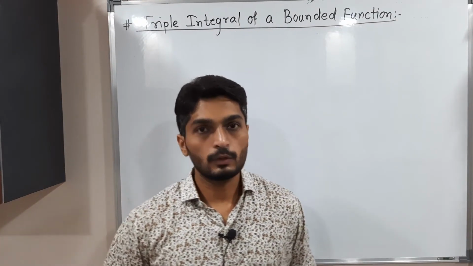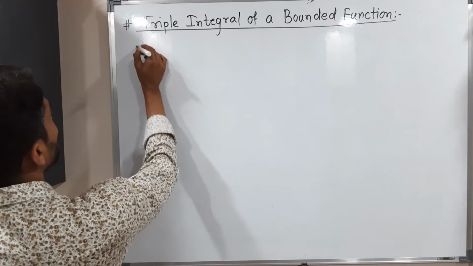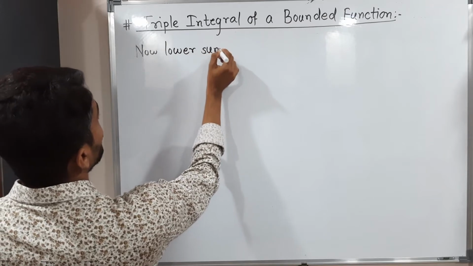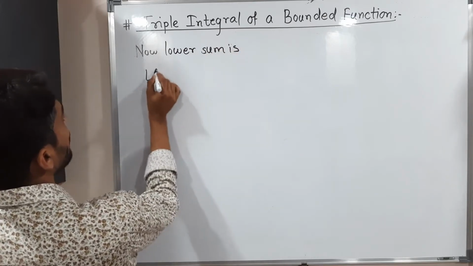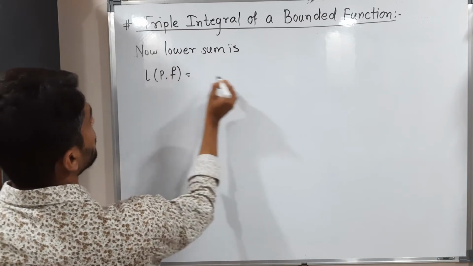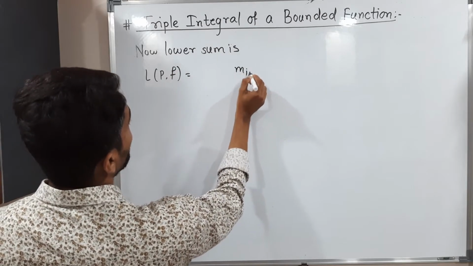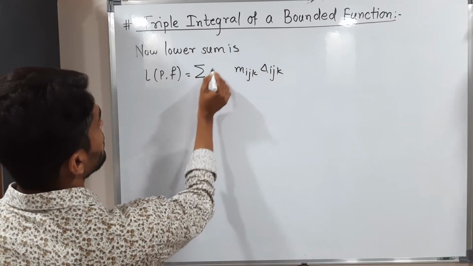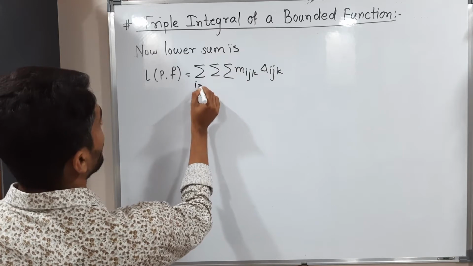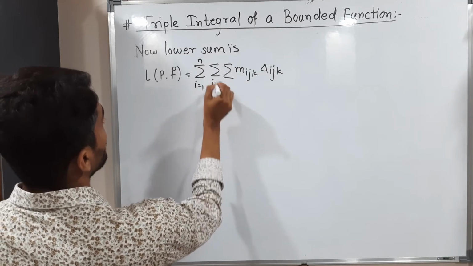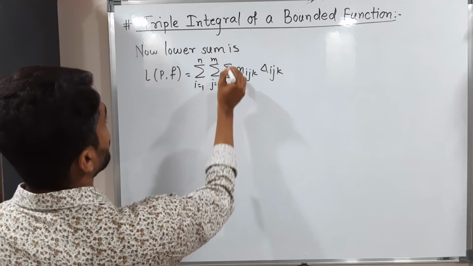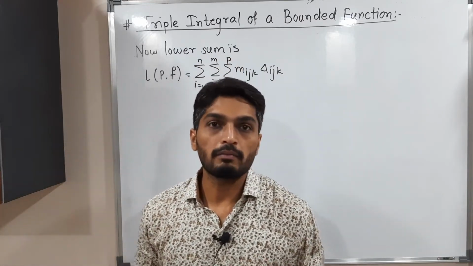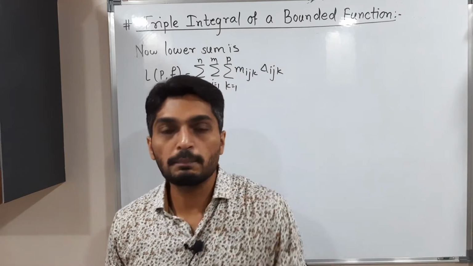See, now we will take lower sum. Lower sum is LPF, which is equal to the summation of small mijk delta Ijk. But see, three variables are there, so I will take three summations: one for i, second for j, and third for k. Right? UPF and LPF have some values, but if you change the partition, we will have different values.